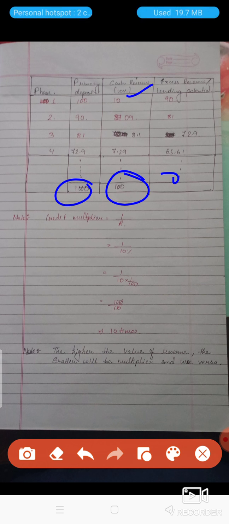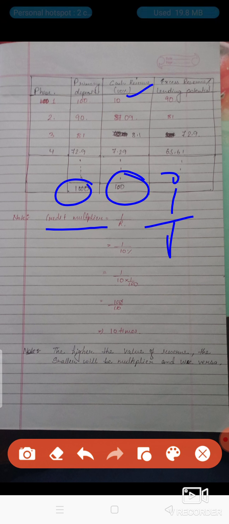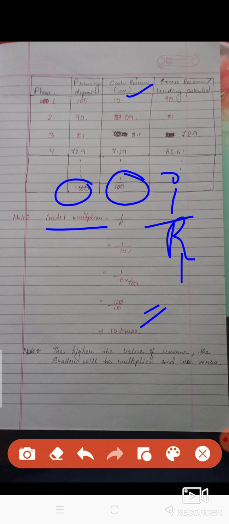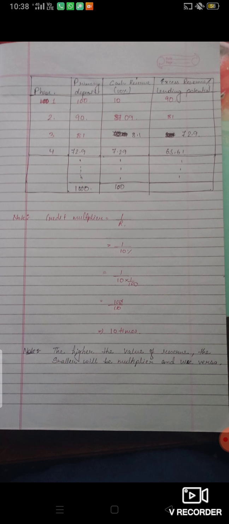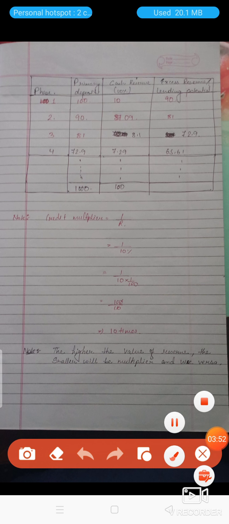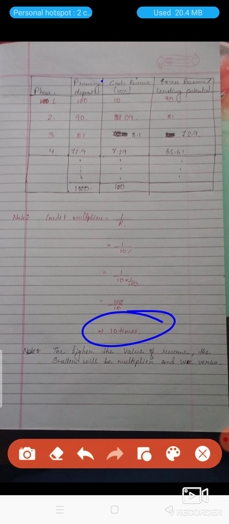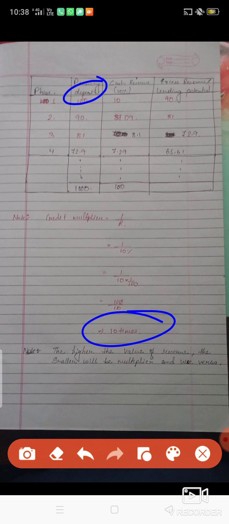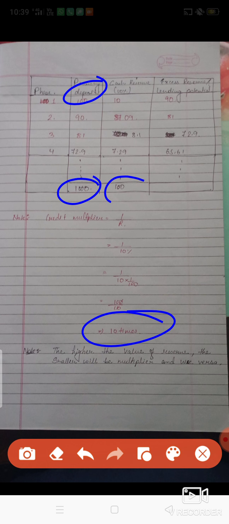You might be thinking why it's happening. So there is one formula: the credit multiplier is always equal to 1 by the reserve ratio. So 1 by the reserve ratio, which is 10%, means 1 by 1/10, so this will come to 10 times. It shows that the bank can give loans 10 times more. The primary deposit was 100, so it means that the bank can give loans up to rupees 1000, and the cash reserve will be up to 100.